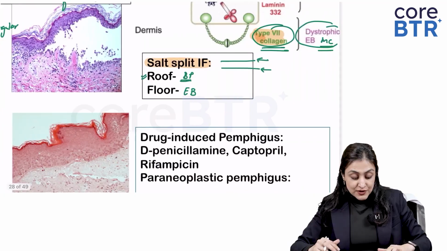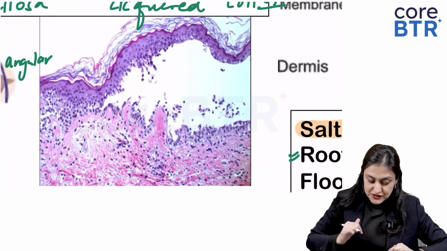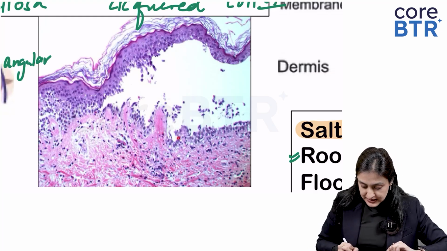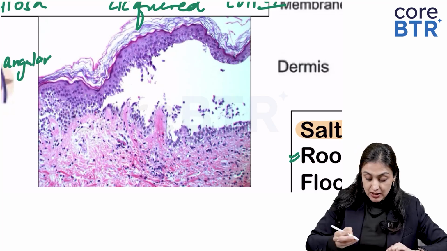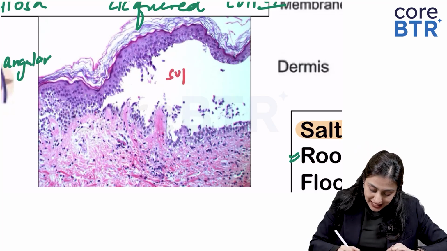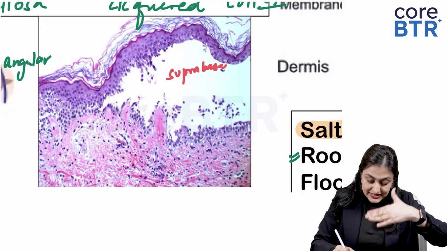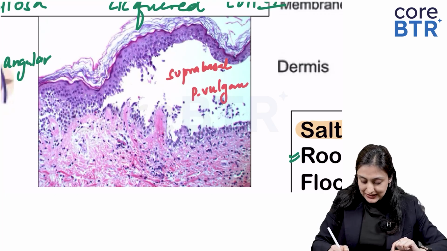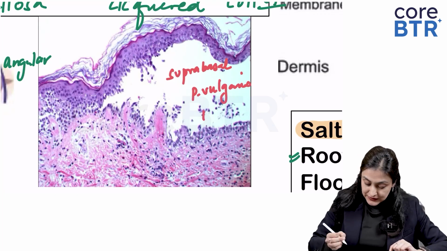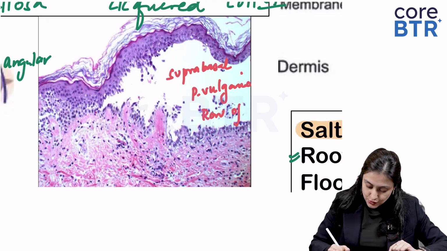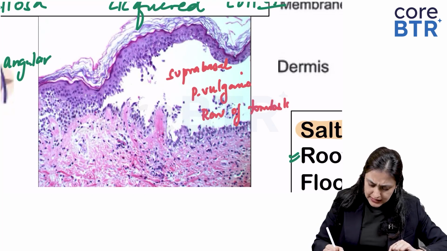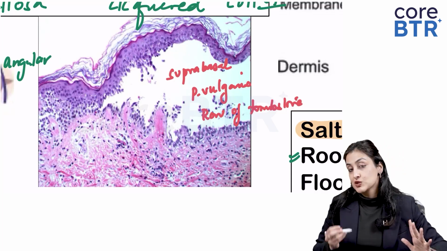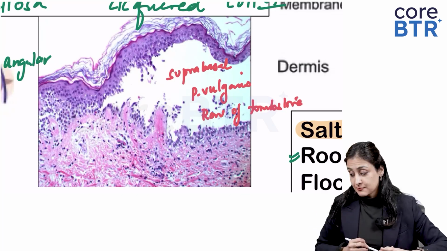Then let's look at the histopath images here. What is it that you are seeing? Can you see there is a split? And where is it? It's just above the basal layer. So what do you think? Where do we have a suprabasal split? It's desmoglein 3. So this is pemphigus vulgaris, desmoglein 3. And this is what is called the row of tombstone appearance. So these look like tombstones. That's fine. So this is a suprabasal split.